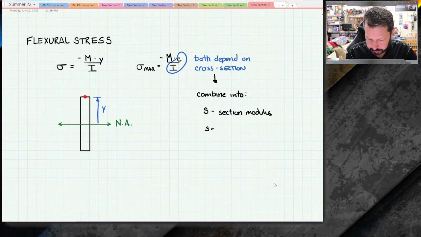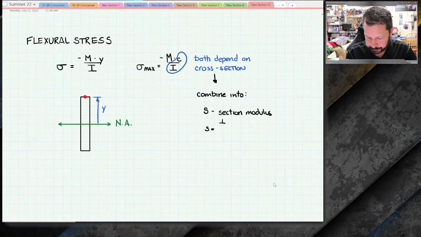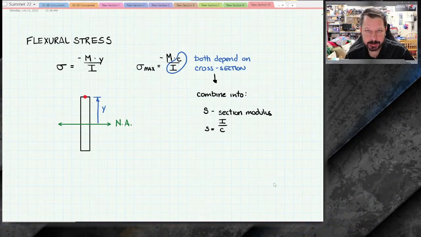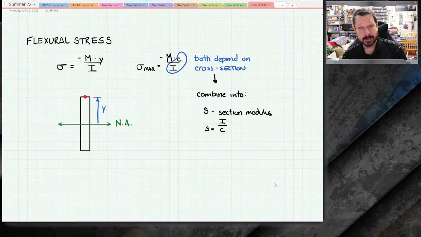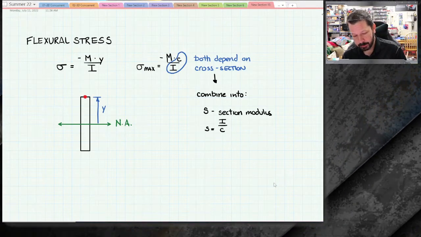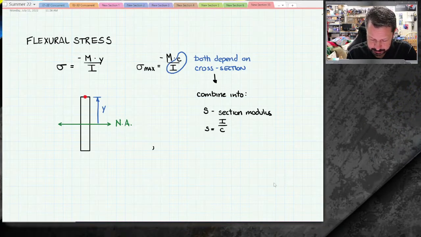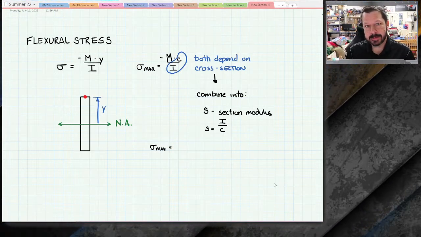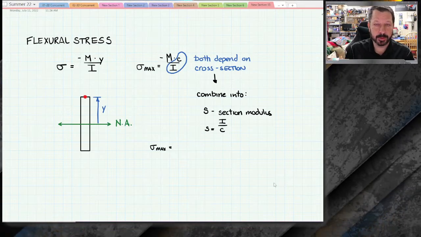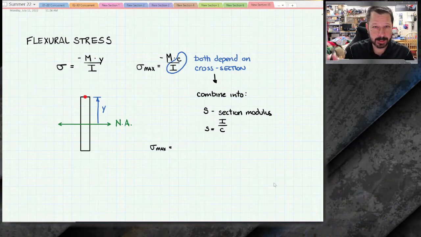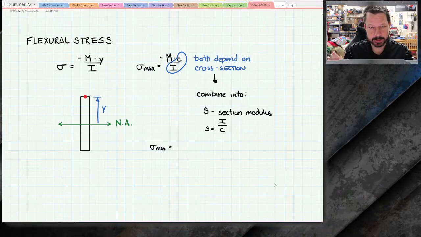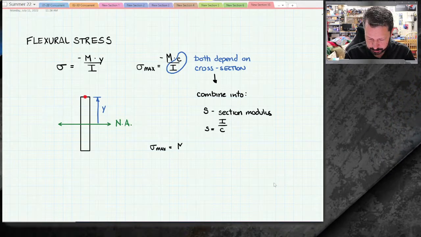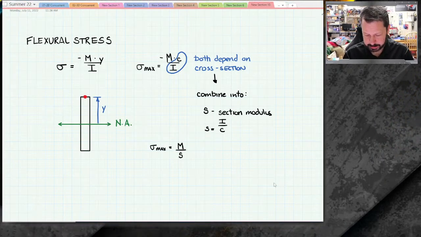S equals I over C. So anytime that you're trying to do some maximum type thing, because it is C in there, it is the maximum flexural stress. Anytime you're trying to do that, you can write sigma max. I want to drop the negative sign off of this, and you just have to know the negative sign is there telling you if it's tensile stress or compressive stress. If you can just look at the beam and tell if it's tension or compression, then we don't really need the negative sign. So we could just say sigma max equals M over that section modulus S.